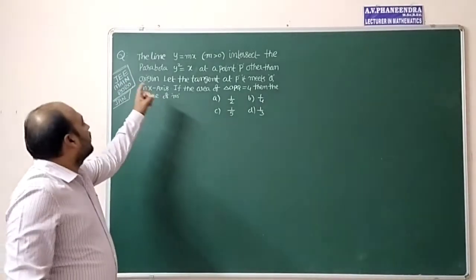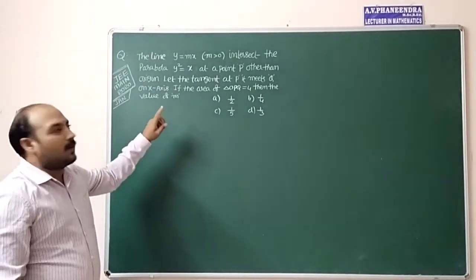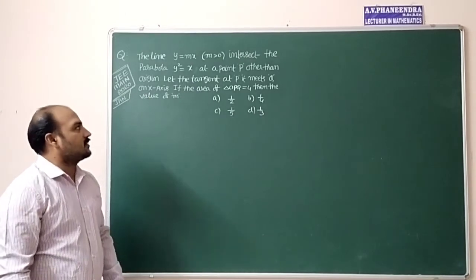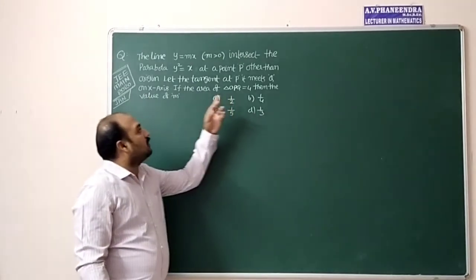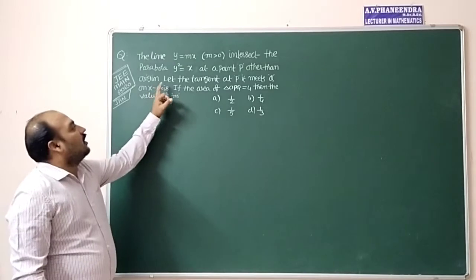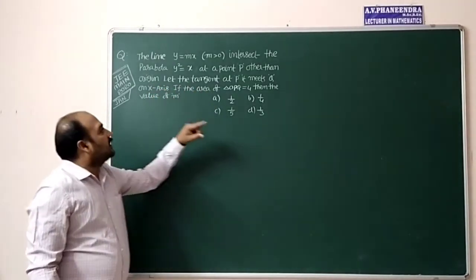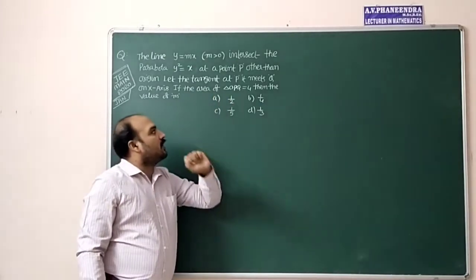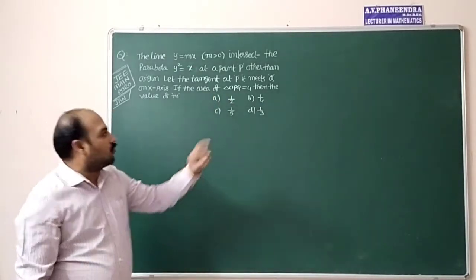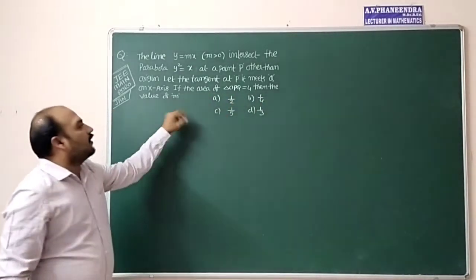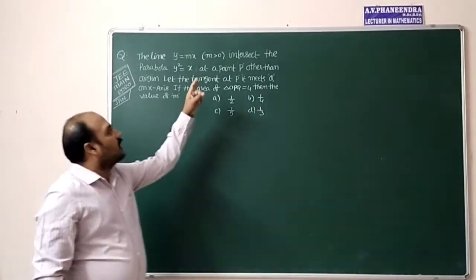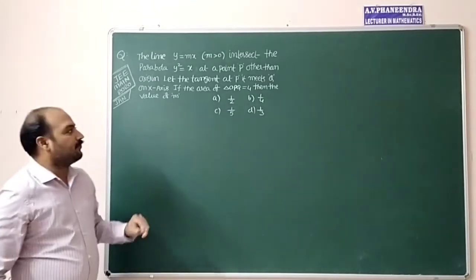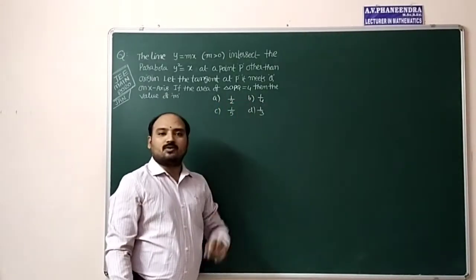Consider the line y equal to mx that intersects the parabola y square equal to x at a point P other than the origin. Let the tangent at P meet the x-axis at Q. If the area of triangle OPQ is equal to 4, then what is the value of m? The given condition is m is greater than 0. For what value of m is the area of triangle OPQ equal to 4?